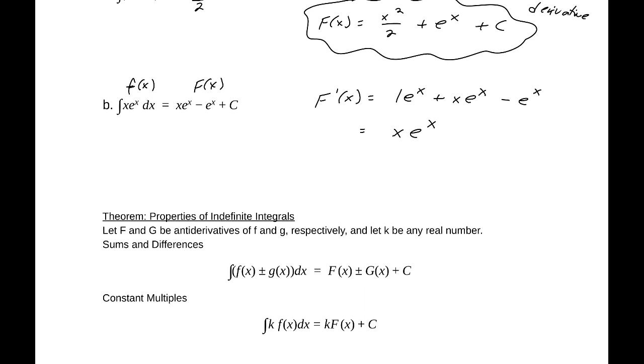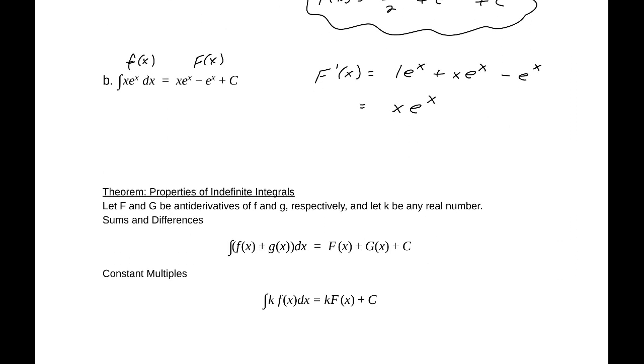Our next theorem is two ideas together. Let capital F and capital G be antiderivatives of lowercase f and g respectively, and let k be a real number. We have this one idea that is the sums and differences. So we could say there, then that is true, and that is true. Okay.